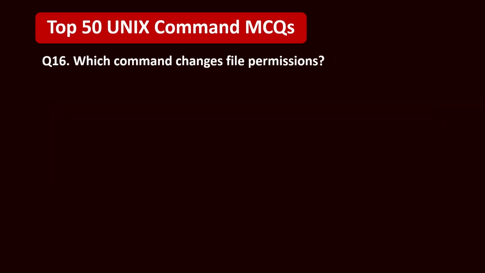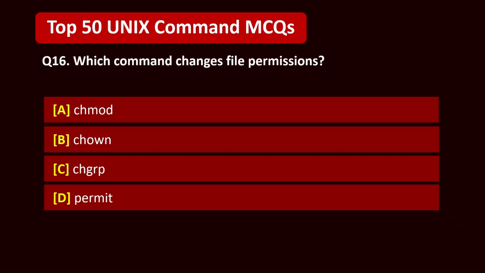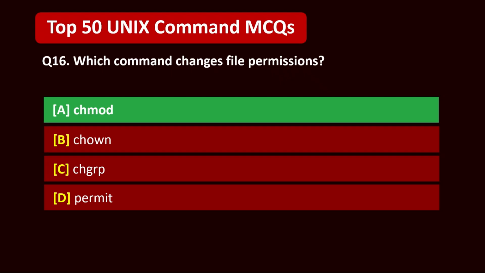Question 16. Which command changes file permissions? A. chmod, B. chown, C. chgrp, D. permit. 5, 4, 3, 2, 1. Correct answer is A. chmod.